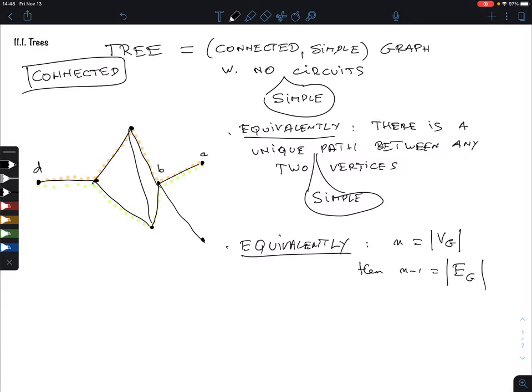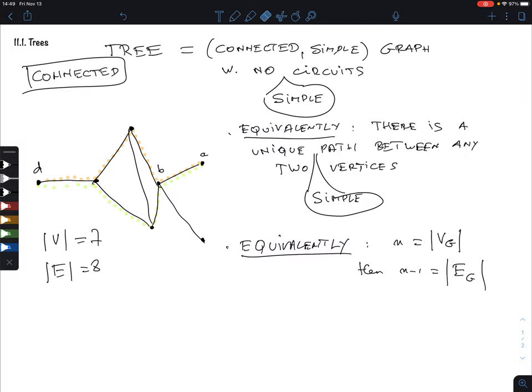So for instance, here, we know it's not a tree, the one that I've now drawn, right? But what is the number of vertices? Well, 1, 2, 3, 4, 5, 6, 7. What is the number of edges? 1, 2, 3, 4, 5, 6, 7, 8. So you see there are too many edges.